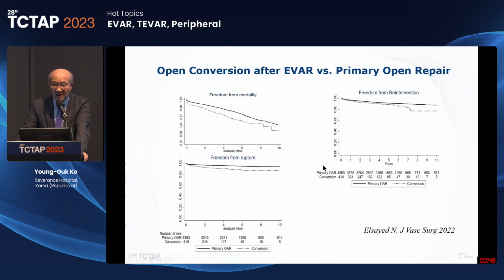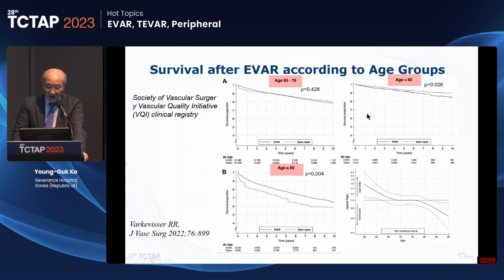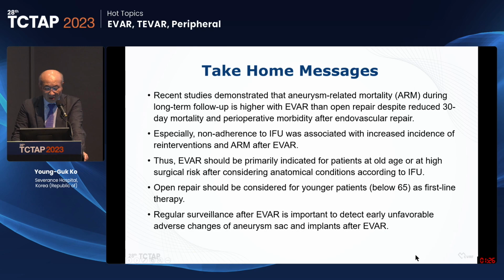So when we have a complex abdominal aortic aneurysm, we should consider recommending open repair first. However, for the age between 65 and 79, the outcome of EVAR and open repair was similar in terms of overall mortality. However, in age less than 65, the open repair performs better. However, in the age of over 80 years old, EVAR performs better in terms of overall mortality. So these are my take-home messages.